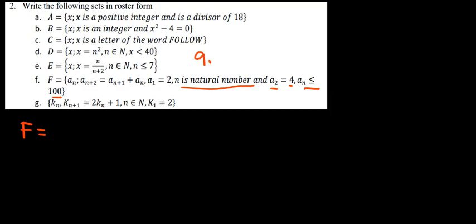So what do we know first of all from this question? We know that A1 is 2, and we know that A2 is 4. So from there we can find our A3, our A4, our A5. As long as that A something is less than 100, it's going to be part of this set F. So what are we going to do now? We're going to write our A1 here. So our A1 is 2, our A2 is 4. Let's now find our A3.